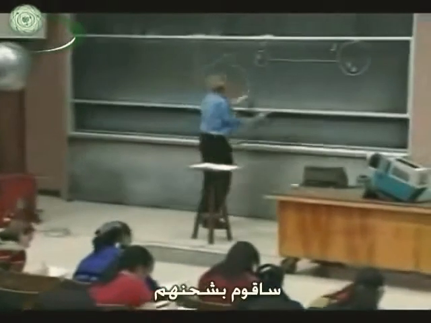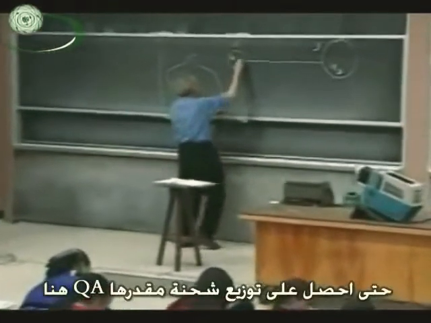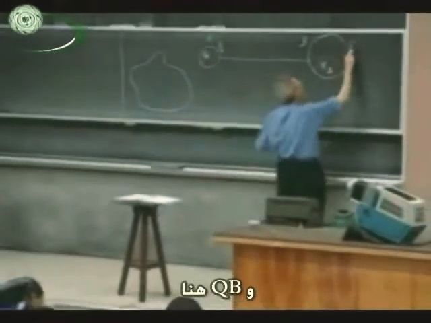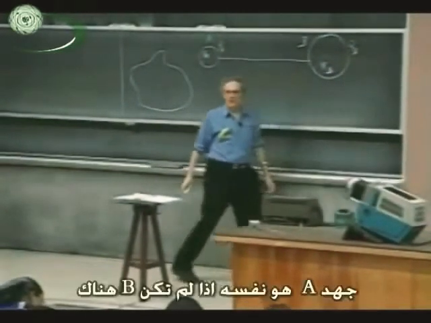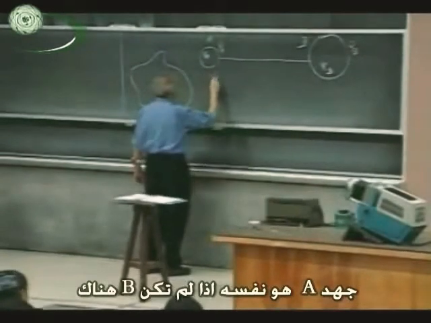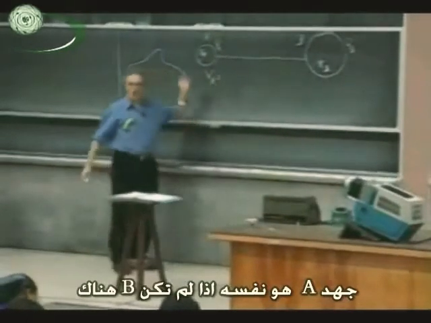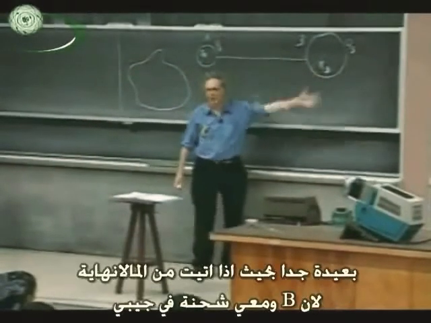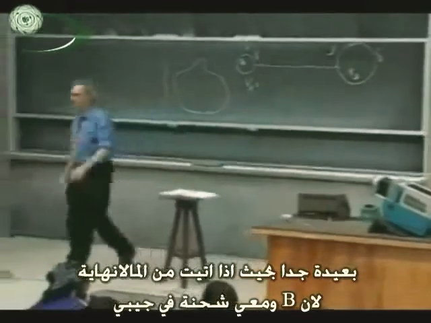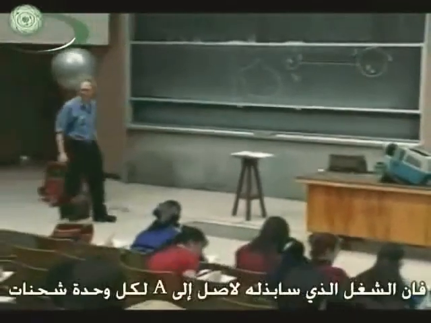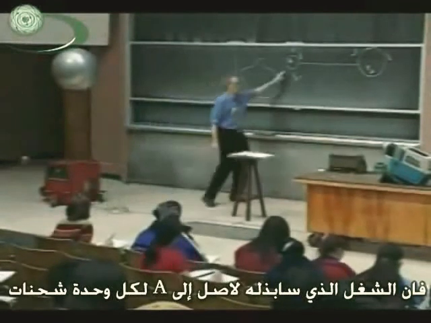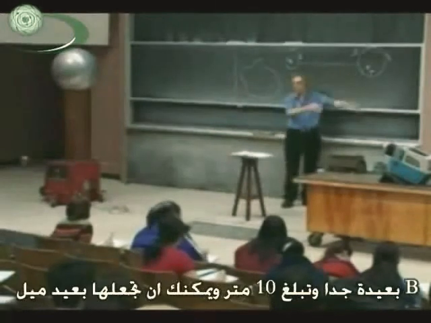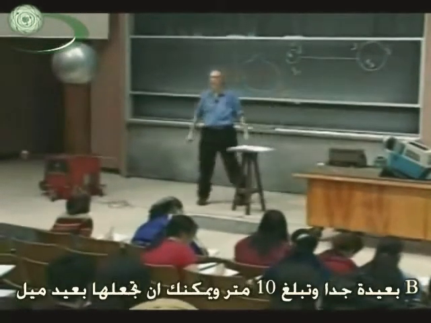I'm going to charge them up, and so I get a charge distribution QA here, and I get QB there. The potential of A is about the same that it would be if B were not there, because B is so far away that if I come with some charge from infinity in my pocket, the work that I have to do to reach A per unit charge is independent of whether B is there or not, because B is far away. Tens of meters, and you can make it a mile if you want to.